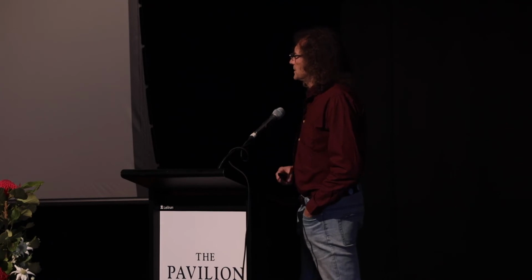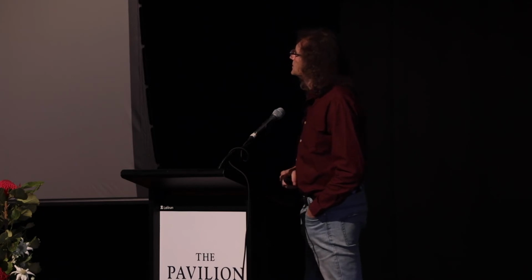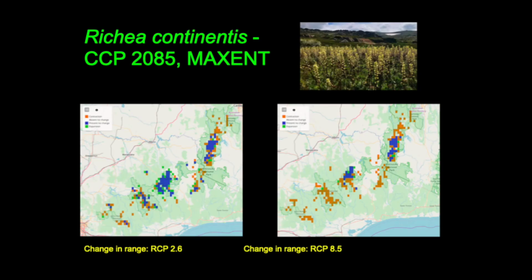So here's one example of where some models have been used to project the future suitability of habitat for this species, Richea continentis. It's one of our native epacrids that grows in sphagnum bogs at high elevation across the Snowy Mountains in New South Wales and into Victoria. And the different colours there indicate what is projected to happen. The blue is essentially no change. So here's a species that does retain some suitable habitat into the year 2085, but all the orange there is the habitat that becomes unsuitable.